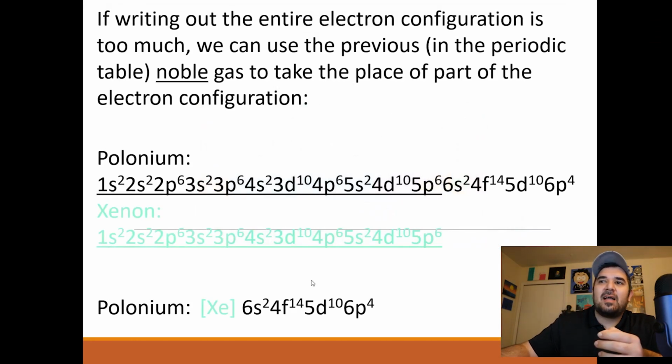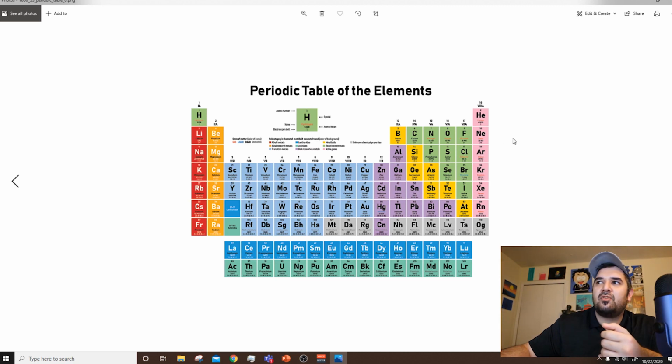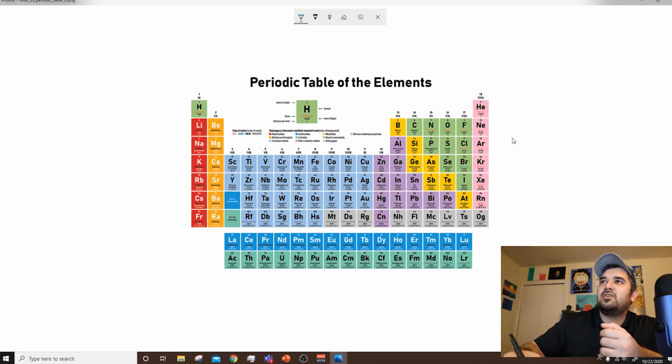You're going to get some practice with shorthand configuration. It's not as hard as it looks. The important thing to know about shorthand configuration is you're always going to use a noble gas, and then anything you write after is just going to be after the noble gas.